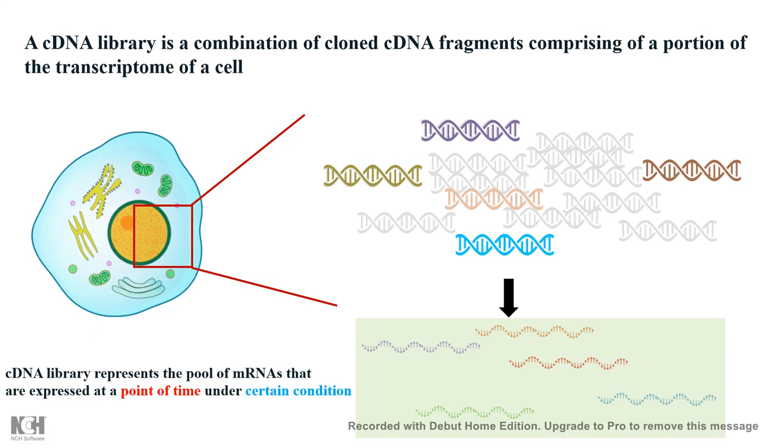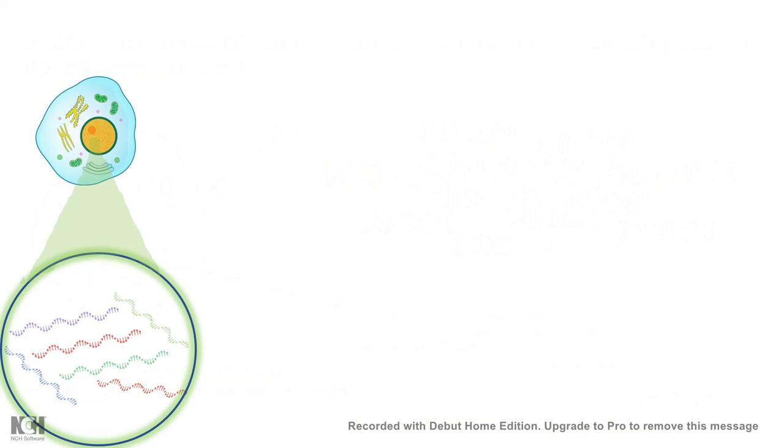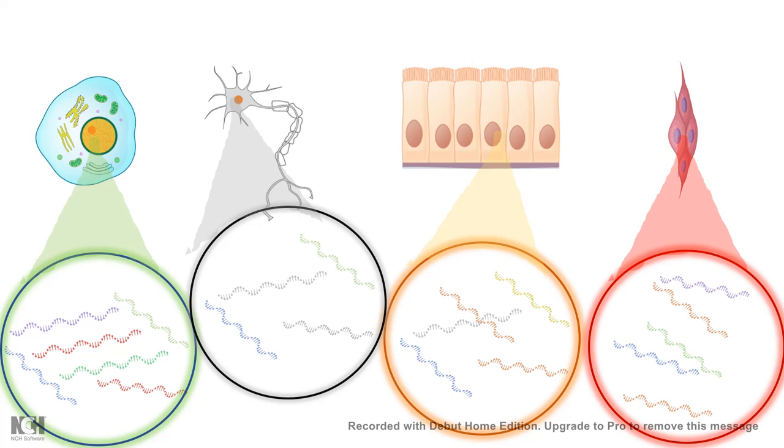The same cell would have a different transcription profile under two different conditions and at a different time point, right? Different types of cells, be it a neuron, an epithelial cell, or a muscular cell, would have different kinds of transcriptomes, because different kinds of genes are expressed in these tissues, which gives rise to the changes, right?